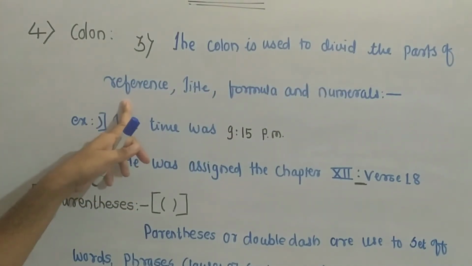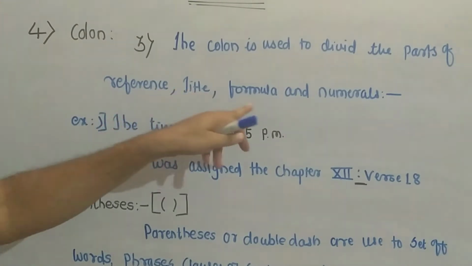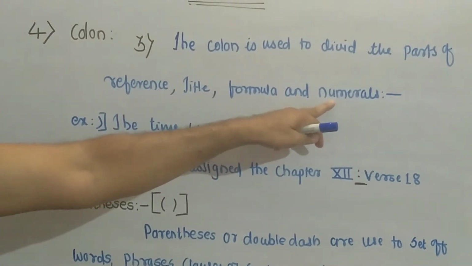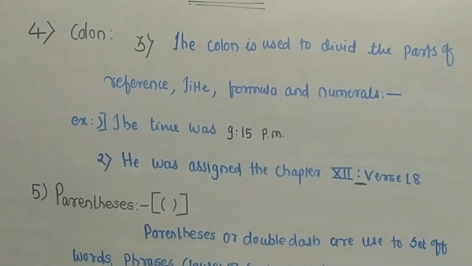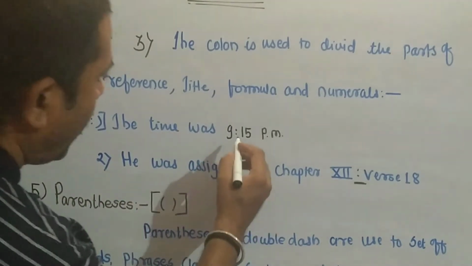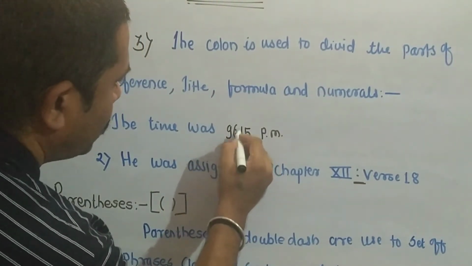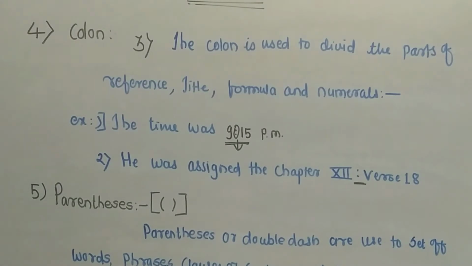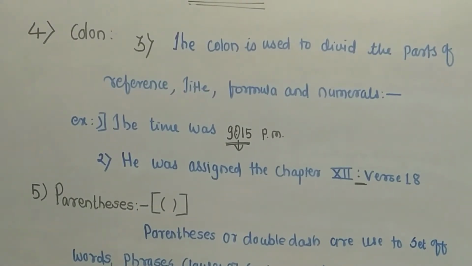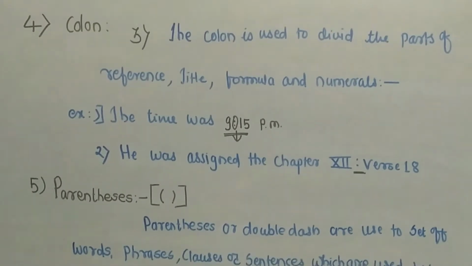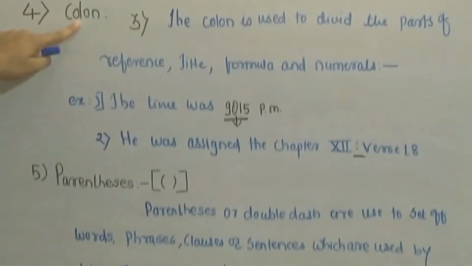Now, the third use of the colon is to divide the parts of a reference. It is used for parts of a reference, title, formula, and numerals. Mostly we use it in mathematics, geometry, and formulas also in physics, chemistry, and math. The example is like this: the time was 9:15 p.m. Here we use the colon symbol to divide the times, 9 and 15, both parts with the colon symbol.